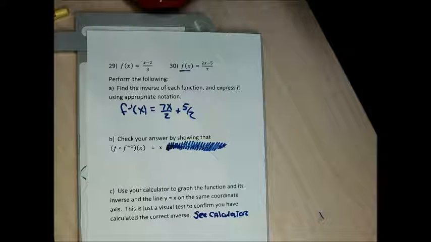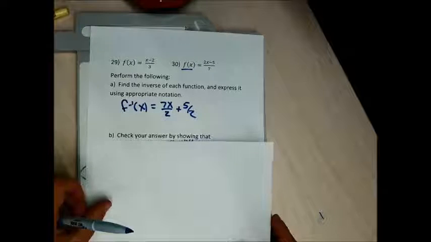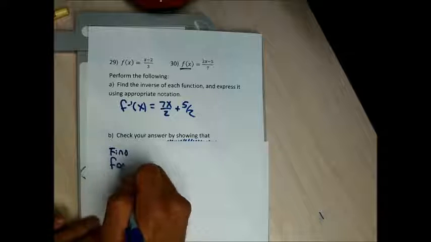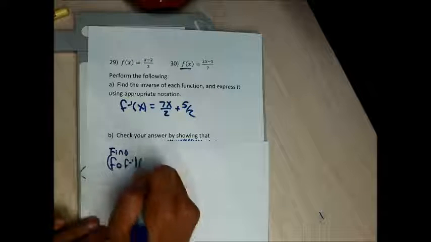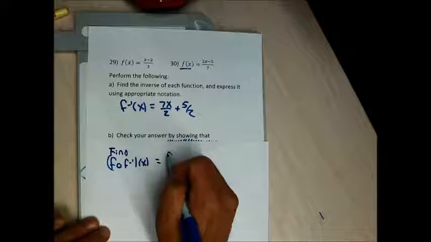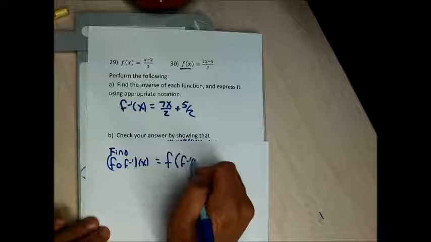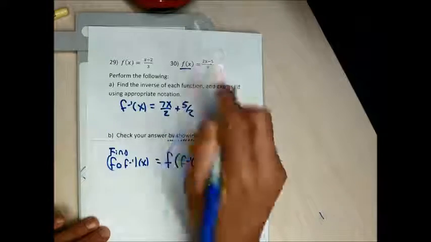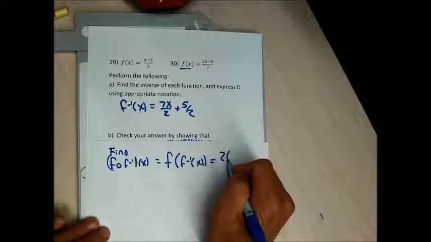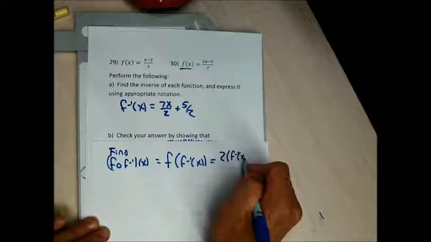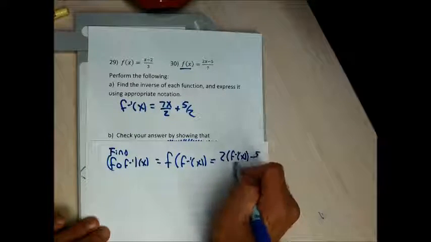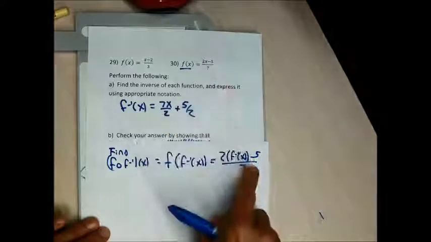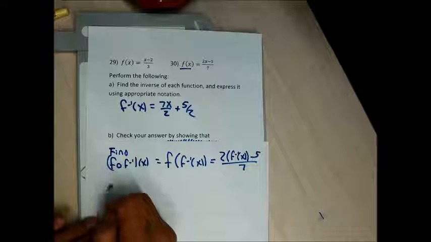So to do part B, I really should just say find f composed with f inverse of x. That's easy enough to do because that's just f of f inverse of x. So into that f function, I'm going to change the x to f inverse. So this is going to be 2 times f inverse of x minus 5 over 7, because all I have to do is in the f function change the x to f inverse of x.